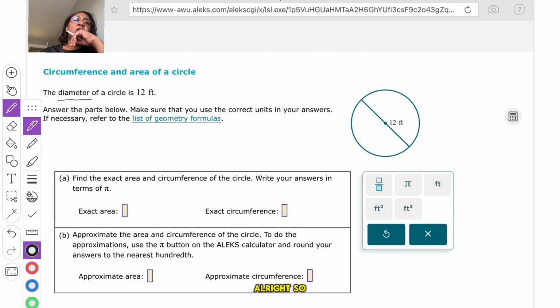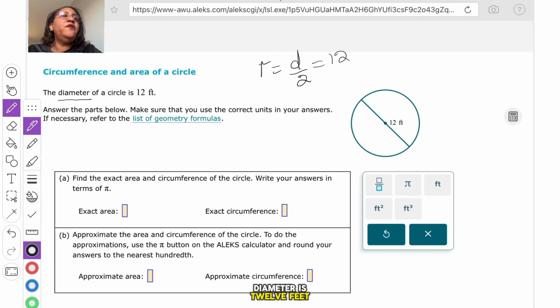In this picture, you're given the diameter, okay? So it's a good idea to figure out what the radius would be. The radius equals half of the diameter. So if the diameter is 12 feet, then you need to divide by 2, and you get 6 feet. So the radius is 6 feet, okay?